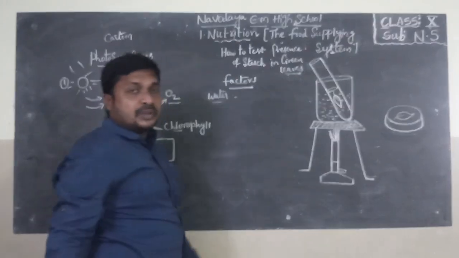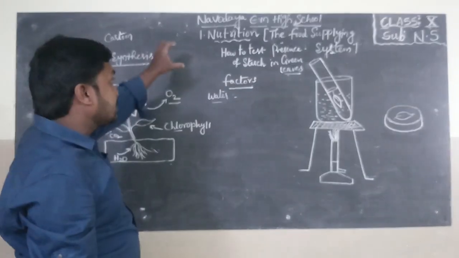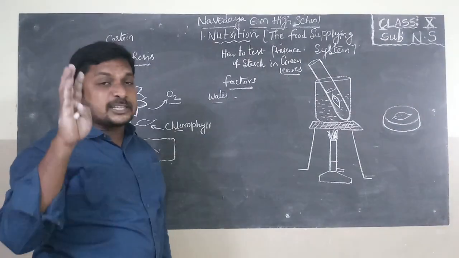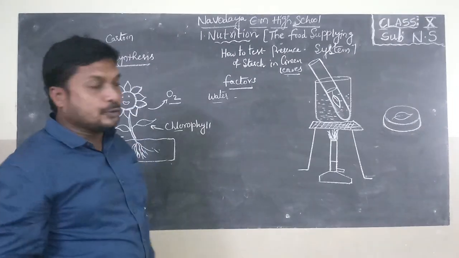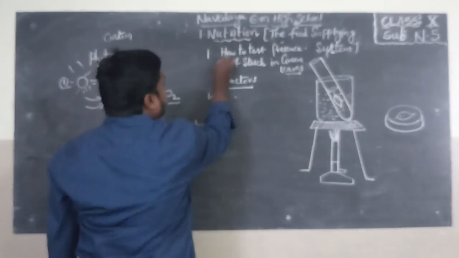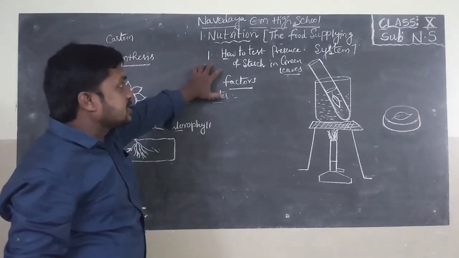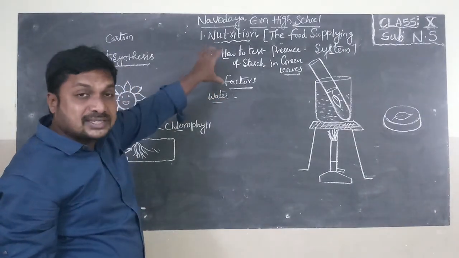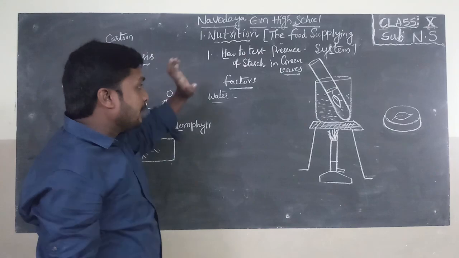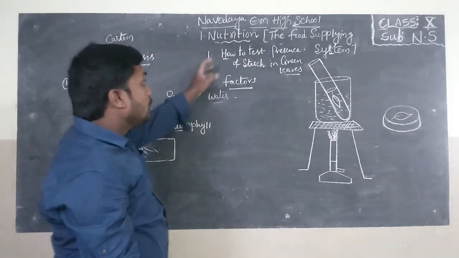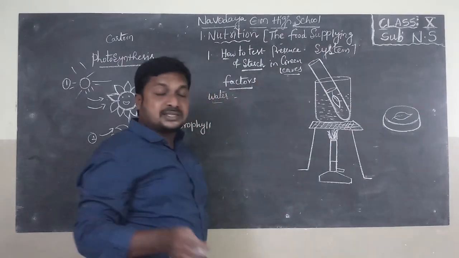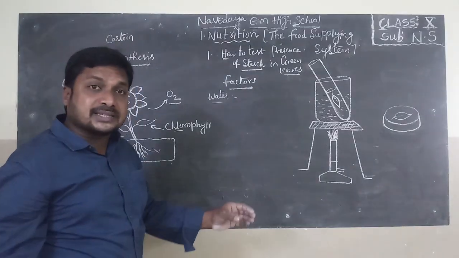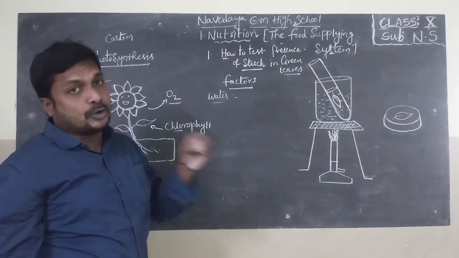In the 10th class NS subject, first lesson nutrition, there are 4 experiments for you. These 4 are very important from the exam point of view. In that, the first experiment is how to test presence of starch in green leaves. We know that starch formation is the indication of photosynthesis. If starch is formed, we can say green plants perform photosynthesis.